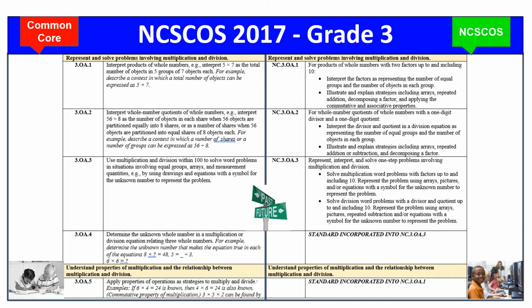Previously, 3OA1 through 3OA3 only mentioned multiplication within 100. Now, NC 3OA1 and NC 3OA3 are specific to say that these standards should only have factors up to 10. And NC 3OA2 states that there should only be one-digit dividends and one-digit quotients. NC 3OA1 and NC 3OA2 explicitly state that students should illustrate and explain their strategies. NC 3OA3 focuses on actually solving multiplication and division problems, and NC 3OA3 is limited to one-step word problems.